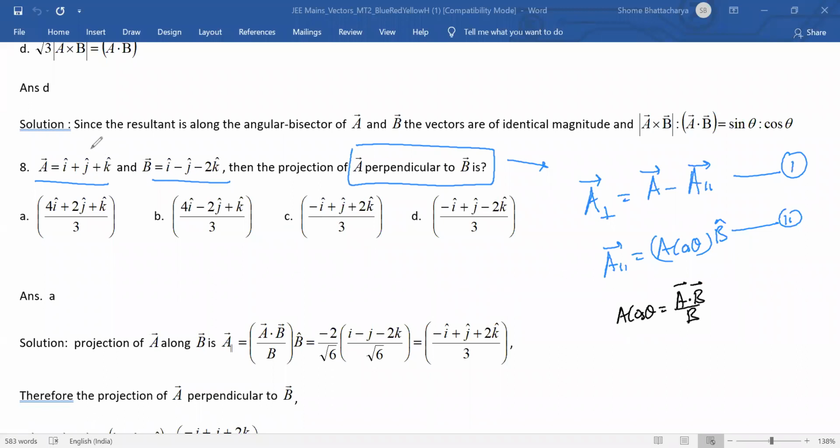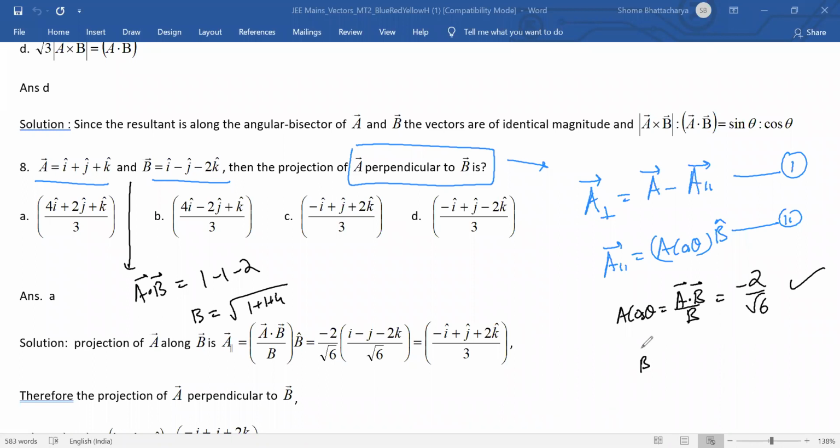So what will A dot B be? You see it is 1 minus 1 minus 2. So it's minus 2 divided by the magnitude of B, which is how much? Square root of 1 plus 1 plus 4. So that is root 6. Okay. And B cap will become the vector B itself divided by its own magnitude. So substitute this and this over here and here.